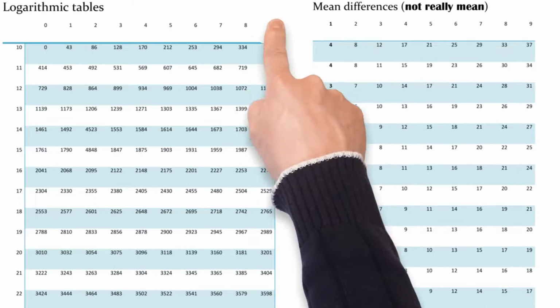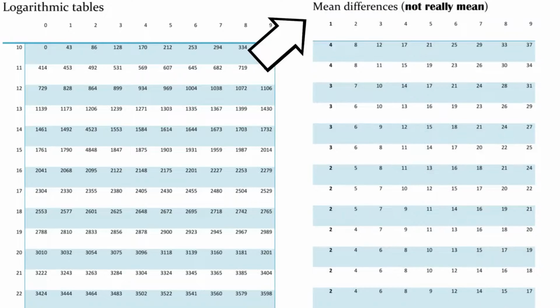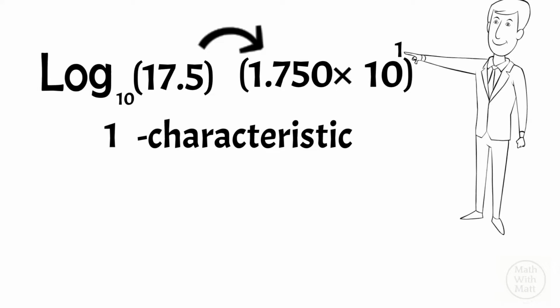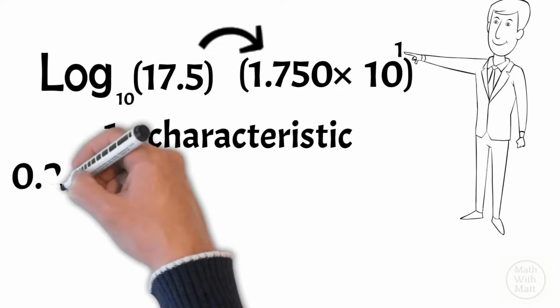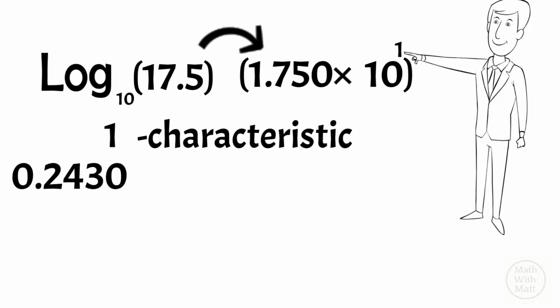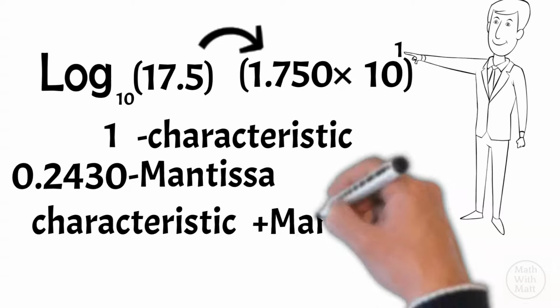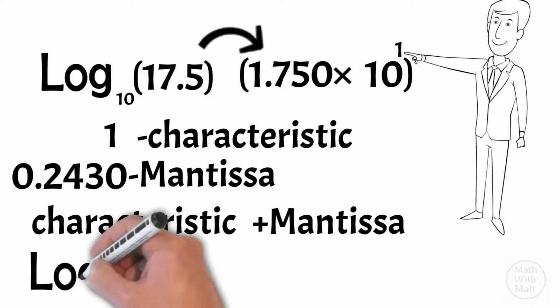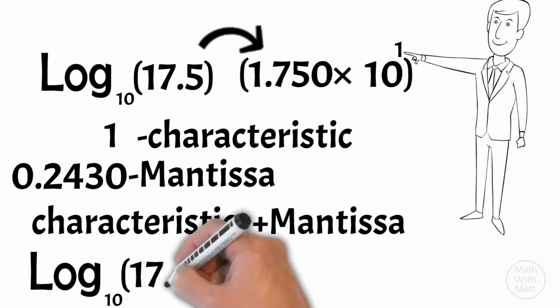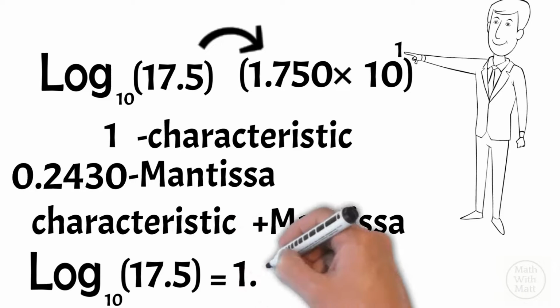Since there is no fourth digit here, we don't need the mean difference table. Don't worry. We will also cover this part of the log table, but in the further segment. The number 2430 we found using the log table is now rewritten as 0.2430, and this is called the mantissa. Now to get our final answer, we add both characteristic and mantissa together, and the answer to the log of 17.5 is 1.2430.